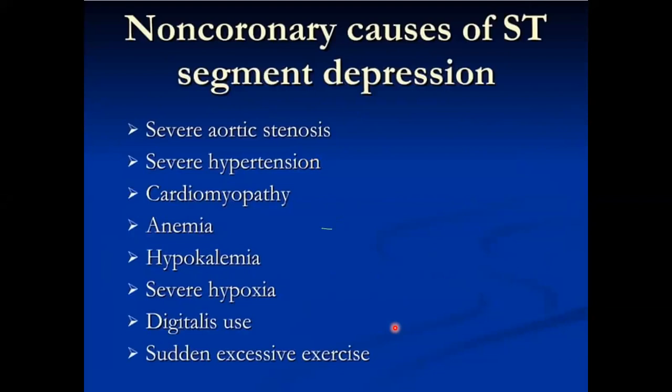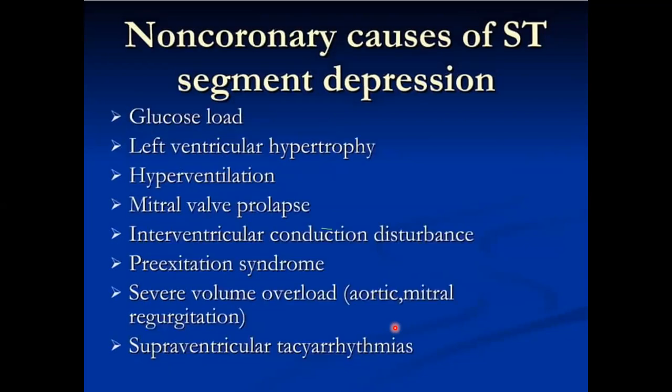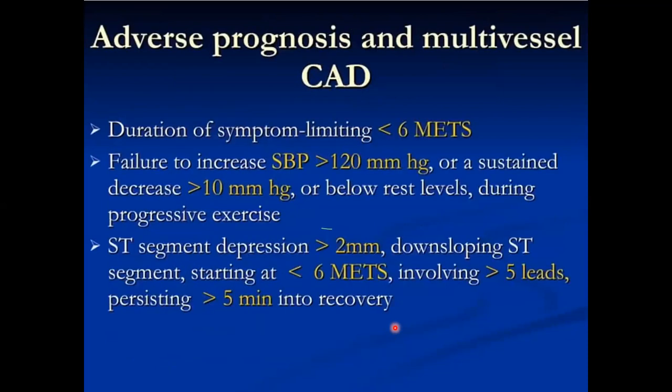Non-coronary causes of ST segment depression also exist, and we should note that these include severe aortic stenosis, severe hypertension, cardiomyopathy, anemia, hypokalemia, severe hypoxia, digitalis use, and sudden excessive exercise, which is why we have talked earlier that if some of those conditions exist at baseline, they might actually interfere with your interpretation of ST segment changes with respect to coronary artery disease diagnosis using the exercise treadmill test. Some of them include glucose load, left ventricular hypertrophy, hyperventilation, mitral valve prolapse, severe volume overload, and supraventricular tachycardia.